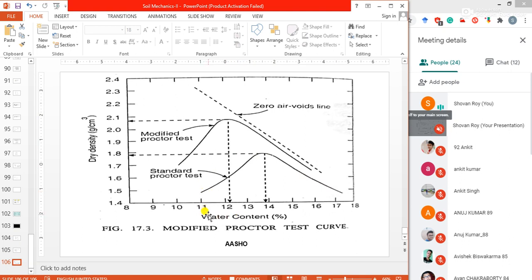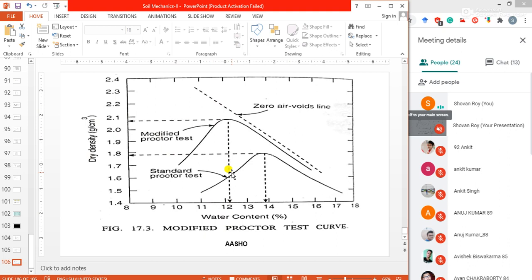At 11 percent water content, it is giving some density value. At 12, it gives some density value, at 13 some density value, and at 14 percent water content also some density value. But in the modified Proctor test, you can see that at the same water content it is giving a high density value, high dry density. So this is the difference between the standard Proctor test and the modified Proctor test.